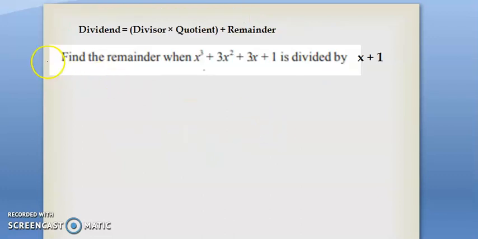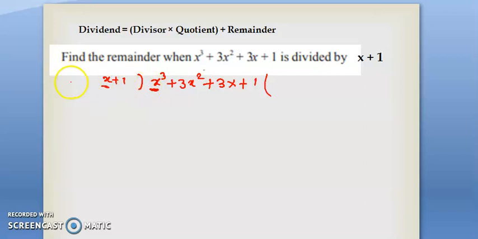This example is: find the remainder when x cube plus 3x square plus 3x plus 1 is divided by x plus 1. How can we do this? The same way, we'll write here x plus 1 and here x cube plus 3x square plus 3x plus 1. Now the rule is the first term of this should be divided by this one.